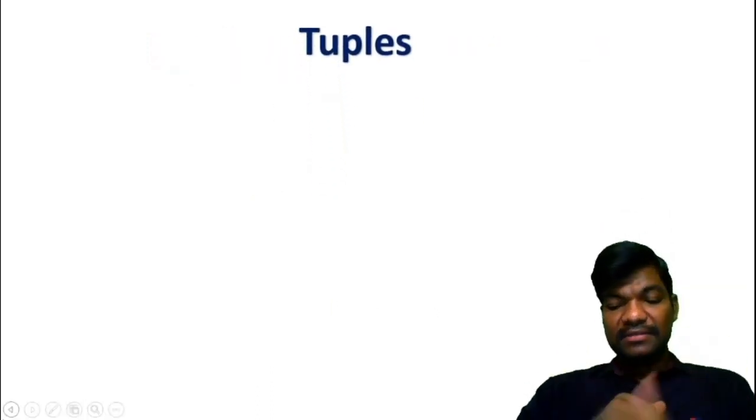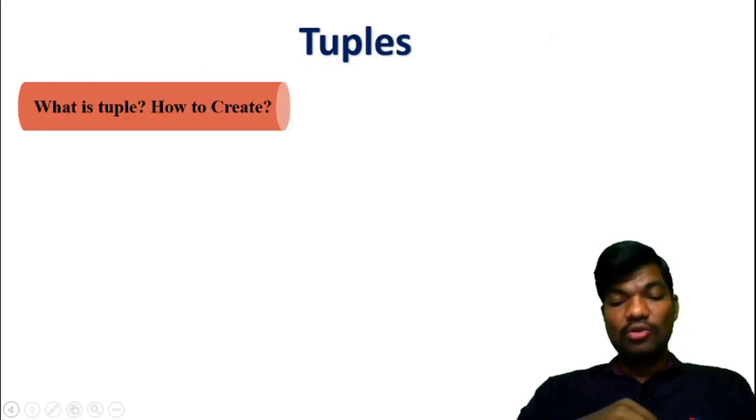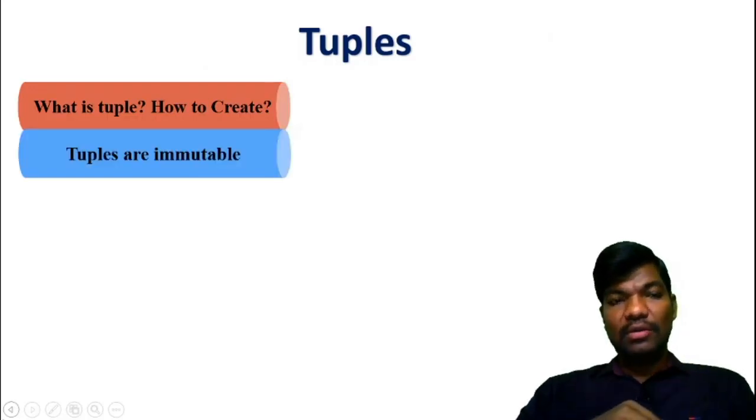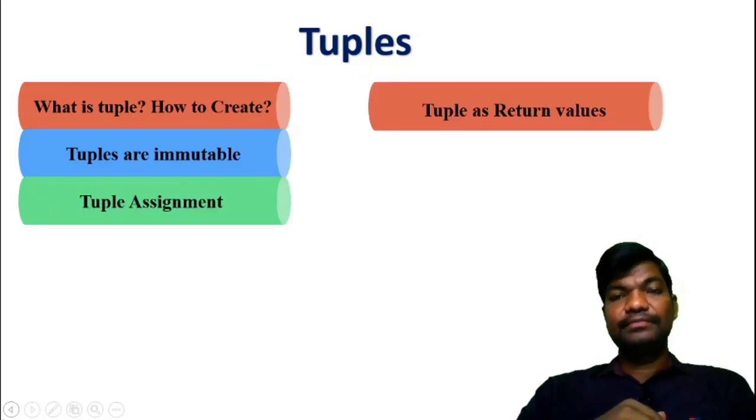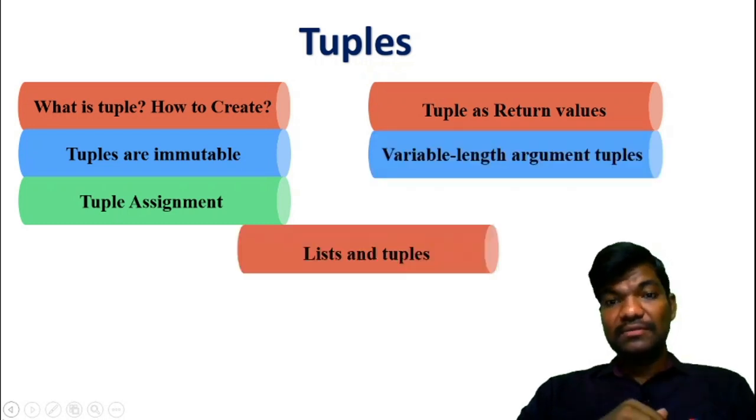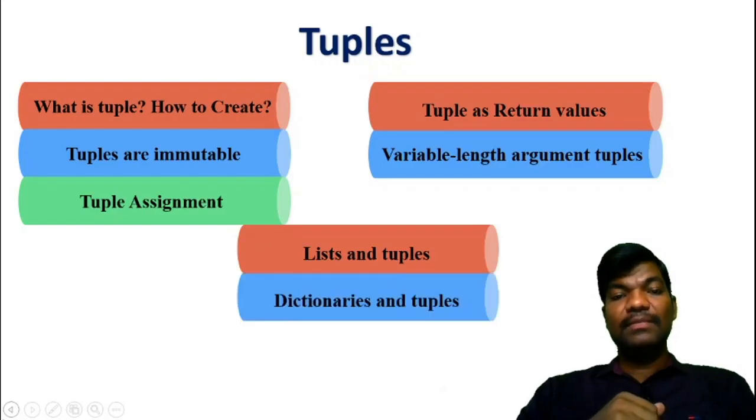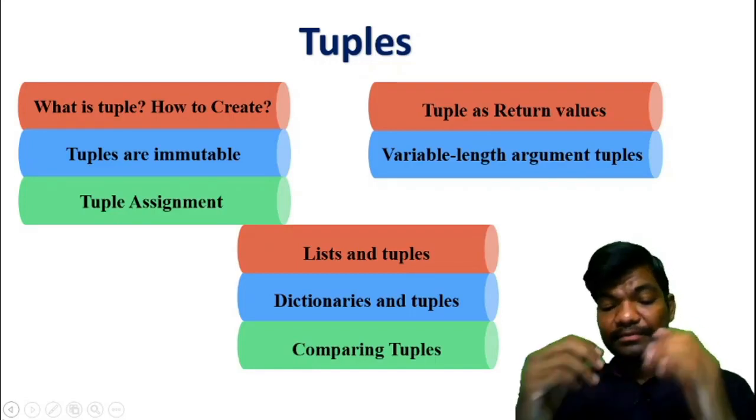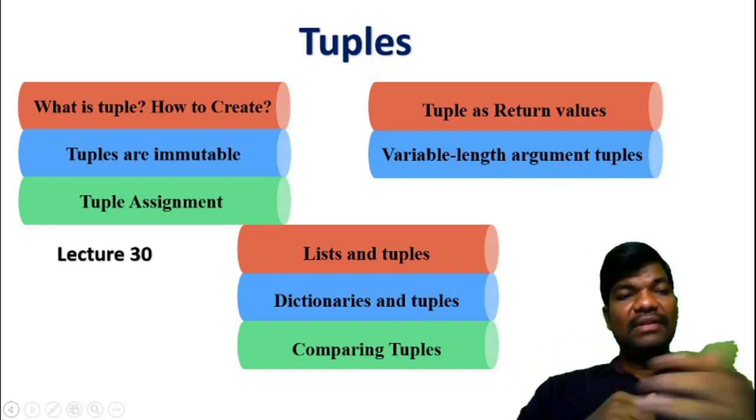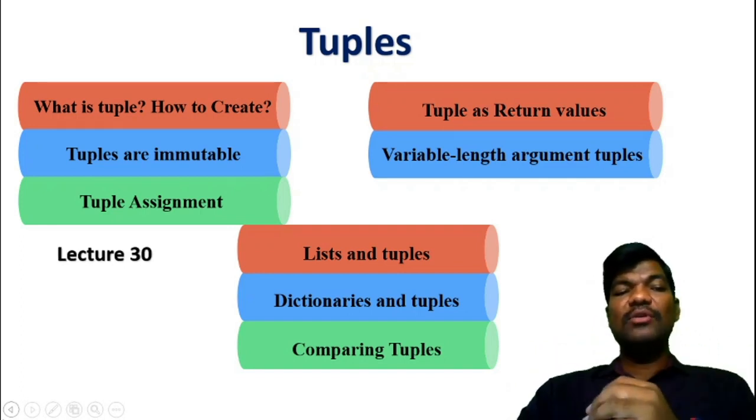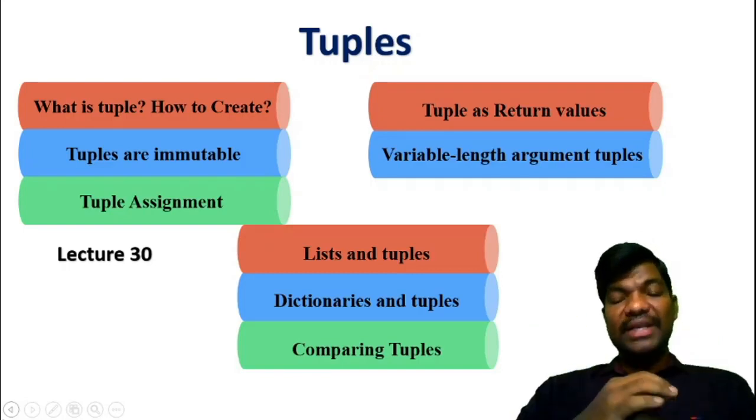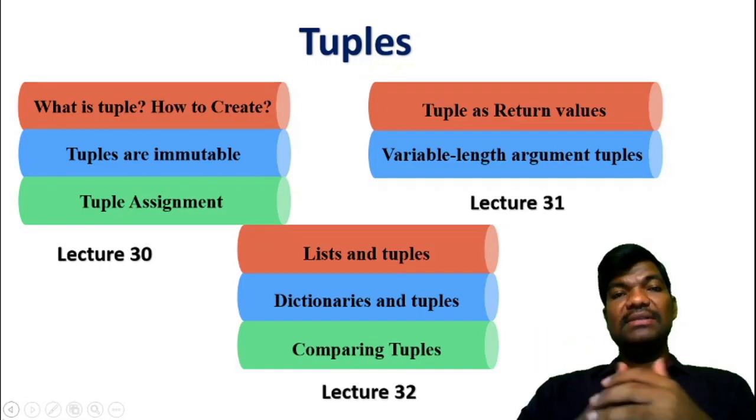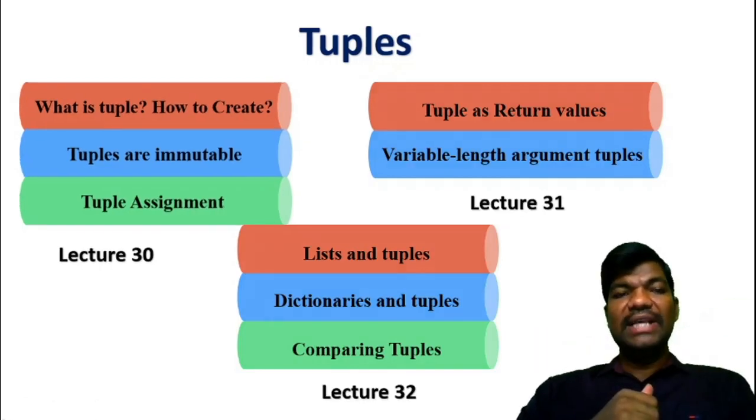Let's see the syllabus. What is tuple? How to create? Tuples are immutable. Tuple assignment. Tuple has return values, variable length argument tuples, list and tuples, dictionaries and tuples, and finally comparing tuples. So these are the topics in the tuples. In today's lecture, we will learn three topics: what is tuple, immutable, and assignment. In the coming two lectures, we will learn the remaining topics. Right? Let's get into today's lecture.